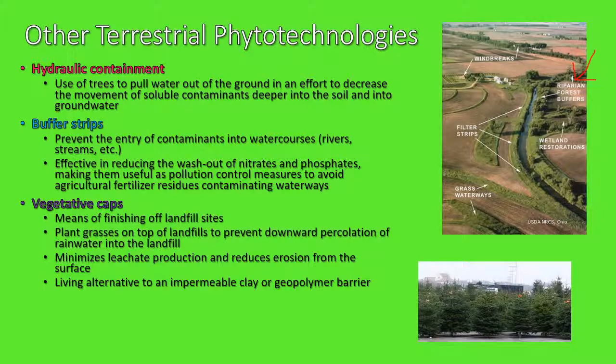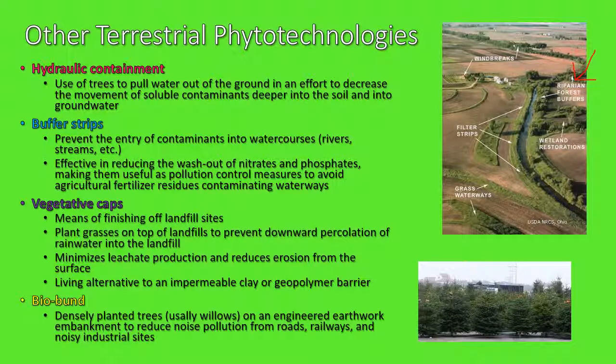Another example is vegetative caps. This is a means of finishing off landfill sites. So when a landfill is full, you just plant a bunch of grass or plants or trees of some sort on top of the landfill. And so this is going to prevent rainwater from percolating down into the landfill. It minimizes the amount of leachate that's produced and also reduces erosion. So you could use plants instead of using some kind of clay or geopolymer barrier.